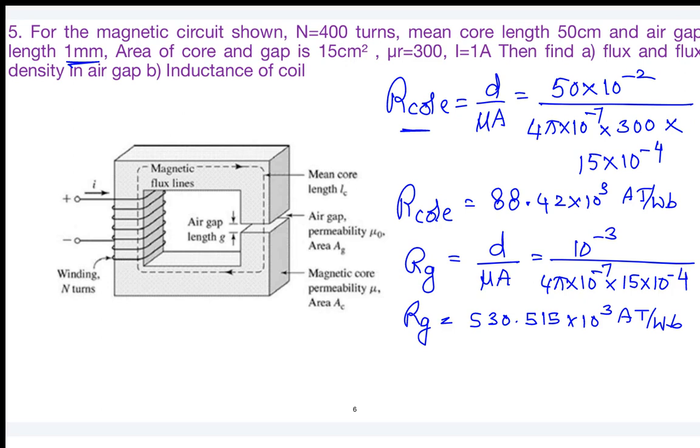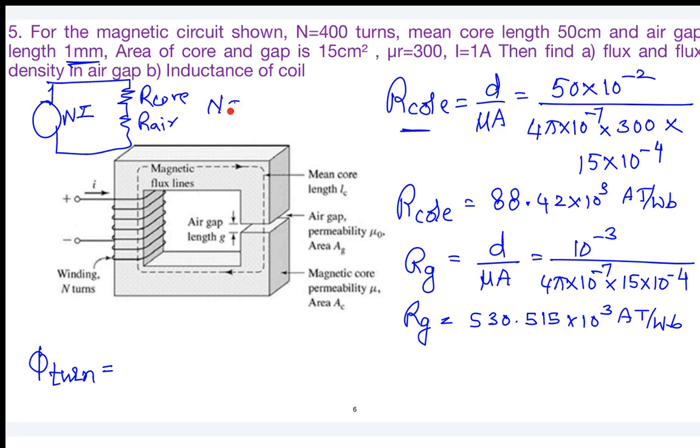Once you know the reluctance of the core and gap, then you calculate the total flux. So calculate the flux per each turn. What will be the value of flux per each turn? If you do not remember, work with a magnetic circuit. This is your Ni, this is your core, and this is your air gap. Ni is equal to the flux per each turn into the overall reluctance, core plus air gap. So the flux per each turn is equal to Ni divided by the overall reluctance. Ni is already known: N is 400 and I is equal to 1 ampere.